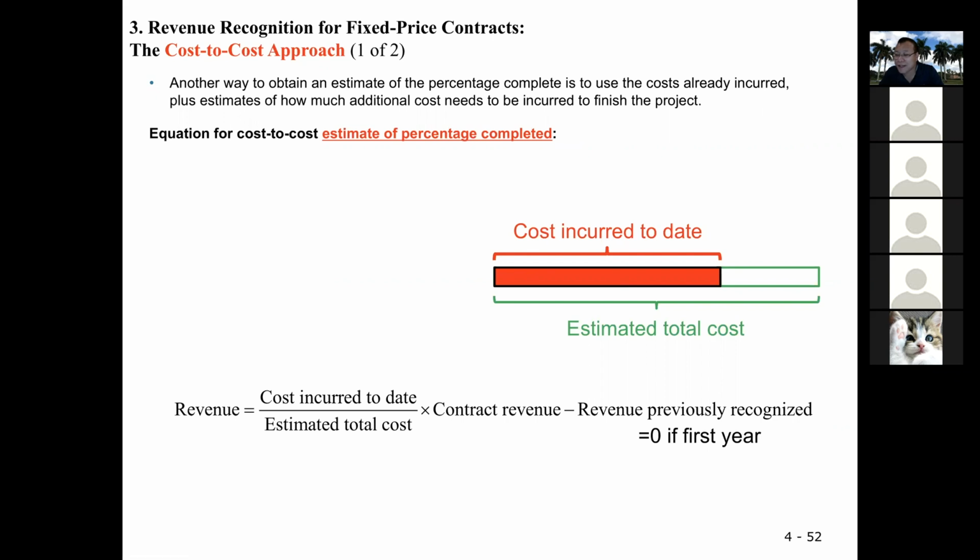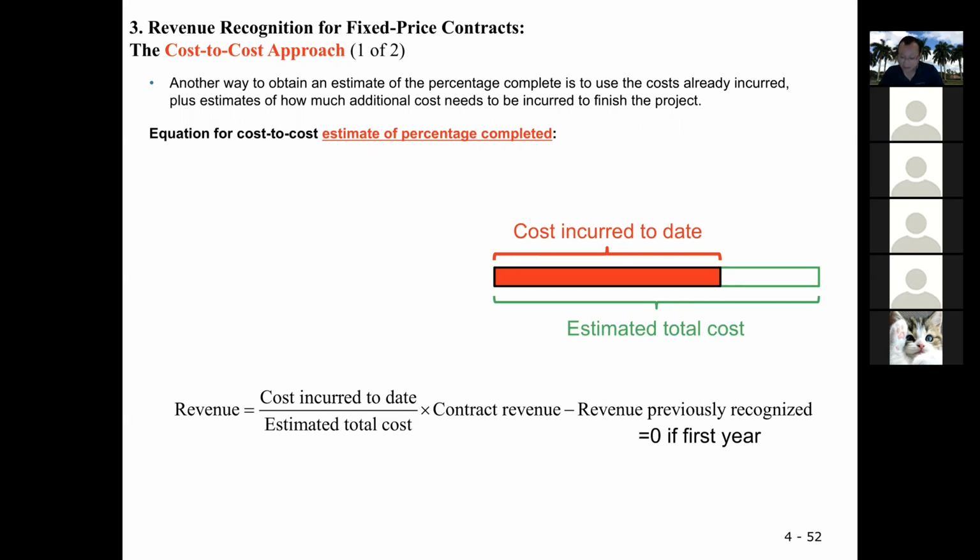Basically, the full bar is 100%, and this red shaded shape indicates the progress towards this end point. So basically, it's the cost-to-cost approach. It's two cost numbers. You use the cost incurred to date divided by total estimated cost. That's the percentage of completion.